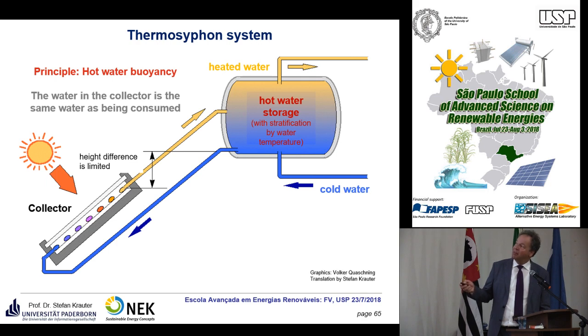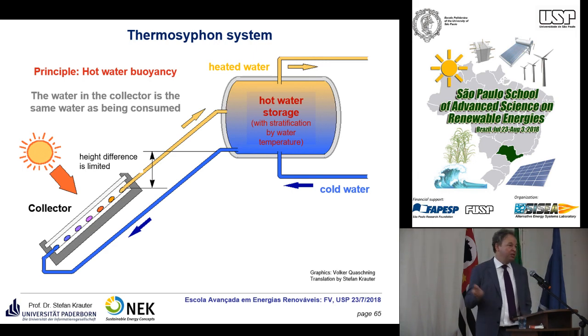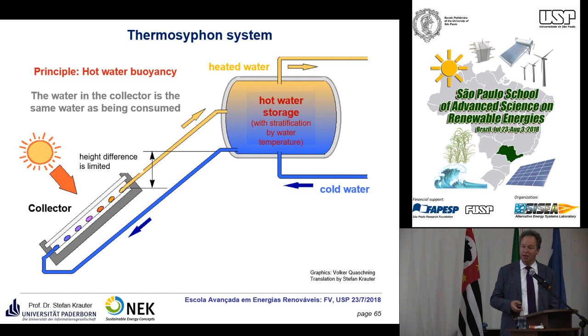to a certain height. The height difference is quite limited, only about half a meter or so, though it could go more. Then you store it in a higher position of the storage, so you have some stratification in the water. You don't mix it up so much: you have the cold water below and the hot water up top, and you take away the hot water here. That's a very common principle, you find it in the Mediterranean, in Cyprus, in Israel or in southern Italy. So this is quite commonly used.